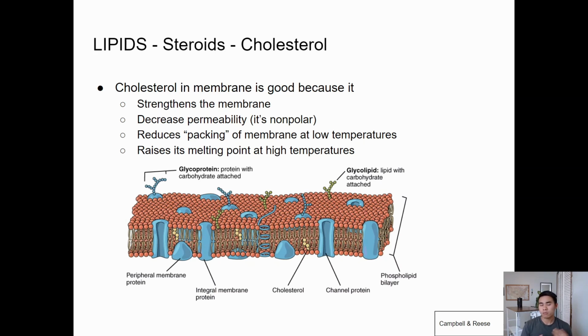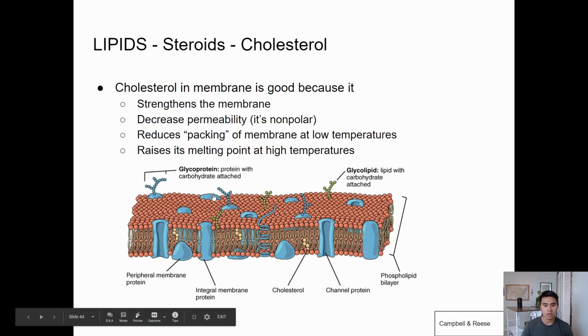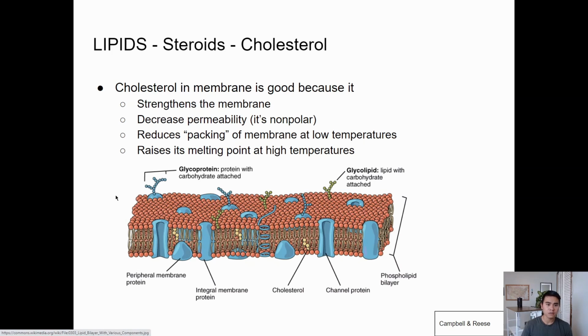So I posed that question earlier. What characteristics of it? It's nonpolar. So it decreases the permeability of the phospholipid bilayer, and it reduces packing in the membrane at low temperatures.